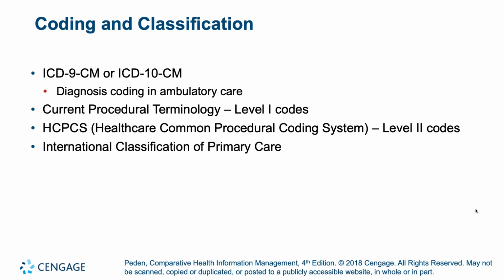They use CPT and HCPCS, level 1, level 2 codes for their procedure reporting and their services because they are all outpatient based. It's that ambulatory setting. There is an International Classification of Primary Care, but that is very, very, very rarely used.